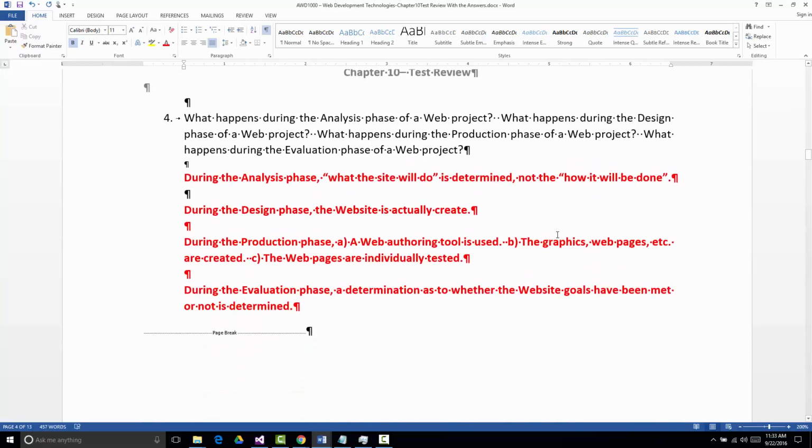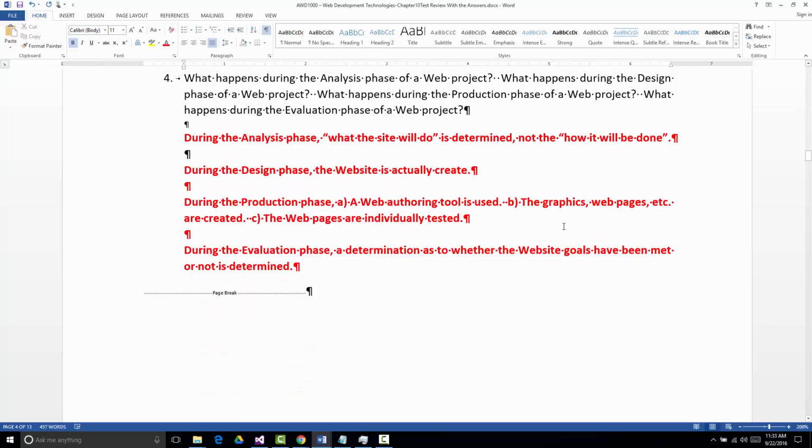All right, number 4. This was about 3 or 4 different questions, so I just combined them all together. One question is what happens during the analysis phase, one is what happens during the design phase, one is what happens during the production phase, and one is what happens during the evaluation phase. So during the analysis, the key word here is this word. You want to figure out what the site is going to do, not how it's going to do it. So it's a very global picture.